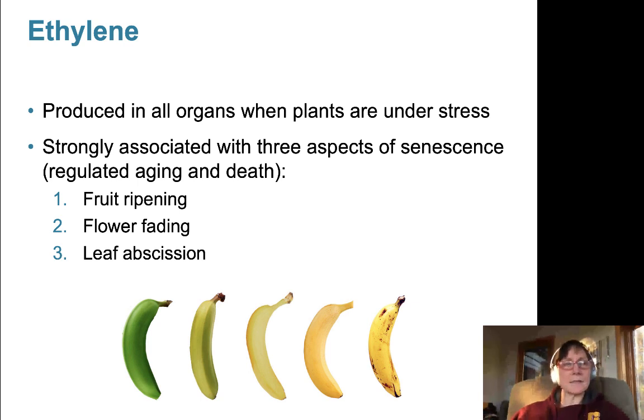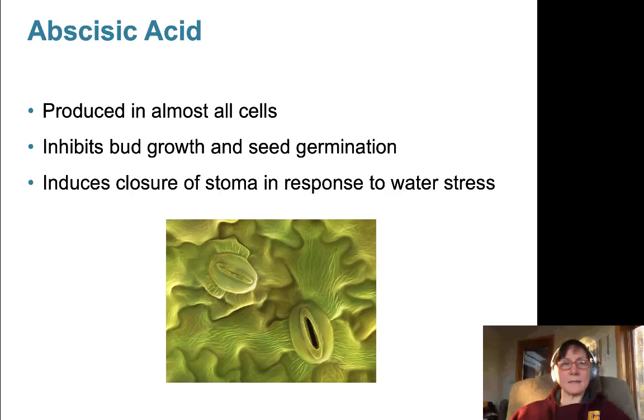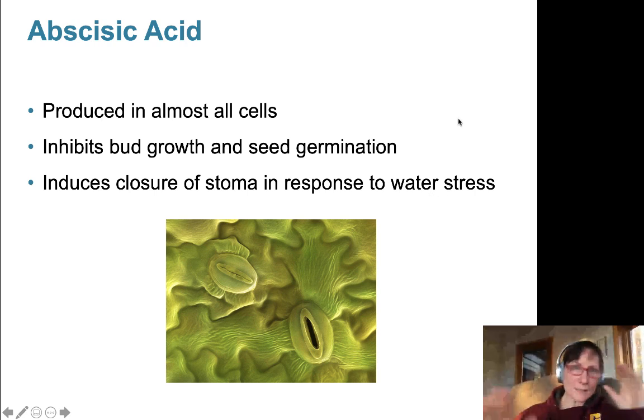But that's not necessarily due to just ethylene. It's probably also due to abscisic acid, and more so right now, abscisic acid. So this is a hormone that's produced in almost all cells within a plant. It can have the impact of inhibiting bud growth and seed germination, and it induces closure of stoma in response to water stress. So this makes sense, right?